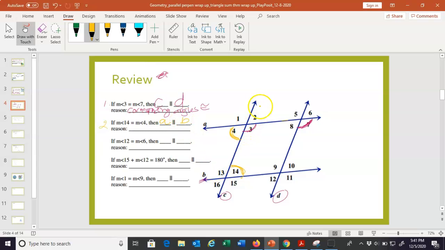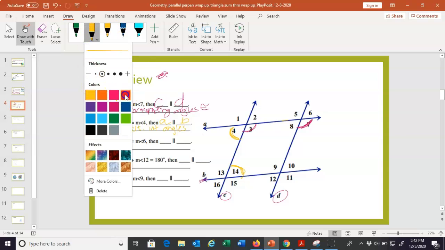And why? So C happens to be the transversal in this case. And so what kind of angles are these orangey angles? They are alternating and they are on the interior of those parallel lines. These are alternate interior angles. Again, you could be a little bit more specific and say, if angle 4 and angle 14 are congruent, then they are alternate interior angles, therefore lines A and B are parallel.